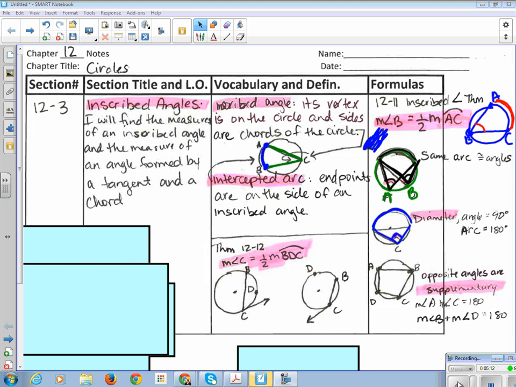Last theorem, 12-12, is regardless the situation here, whether C is intersecting a line tangent or regardless the scenario, obtuse or acute angle, the measure of angle C is going to be equal to 1/2 the arc length of BDC.